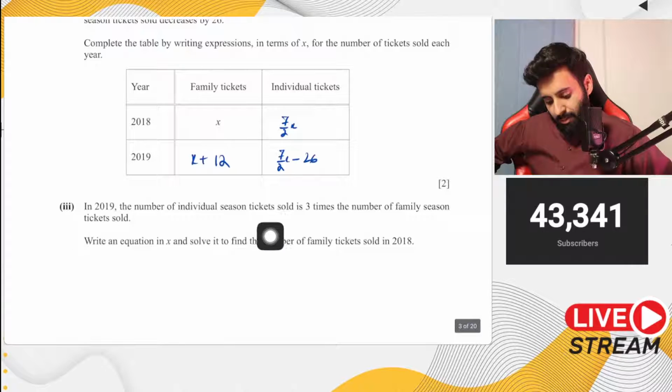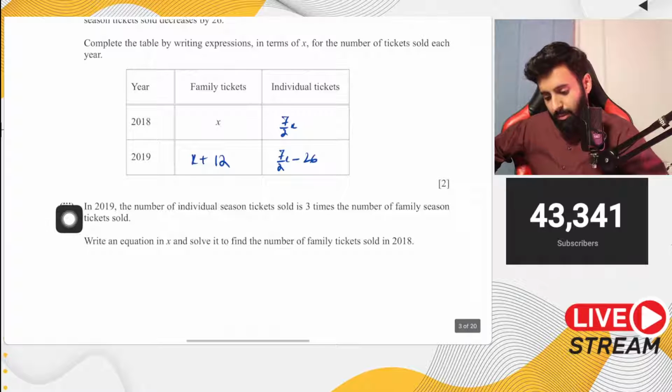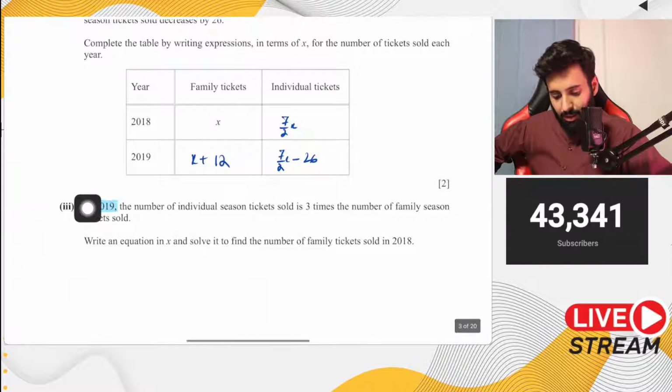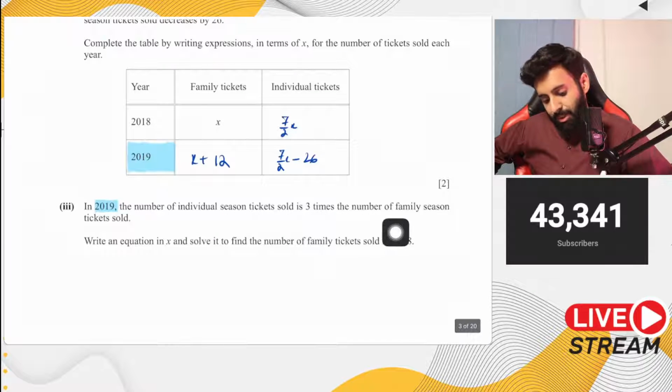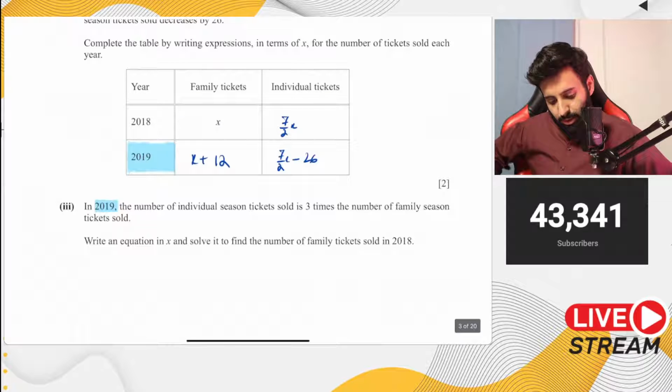So that means the number of individual season tickets sold in 2019, by the way. So don't forget that we're talking about 2019 only, okay? So in 2019, the number of individual season tickets sold is 3 times the number of family season tickets sold. So here's how we're going to make an equation out of this. Individual equals 3 times family.